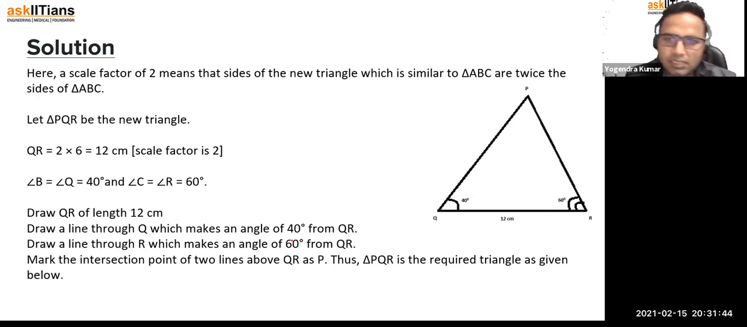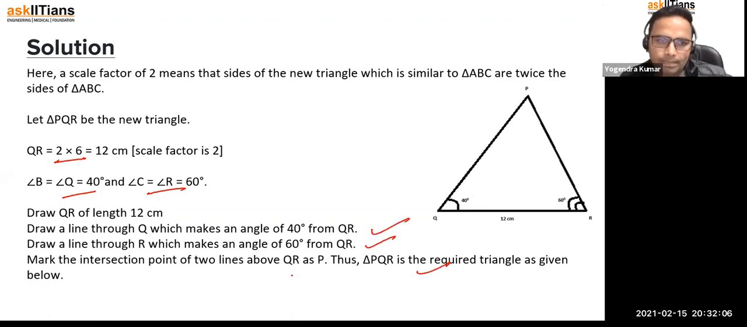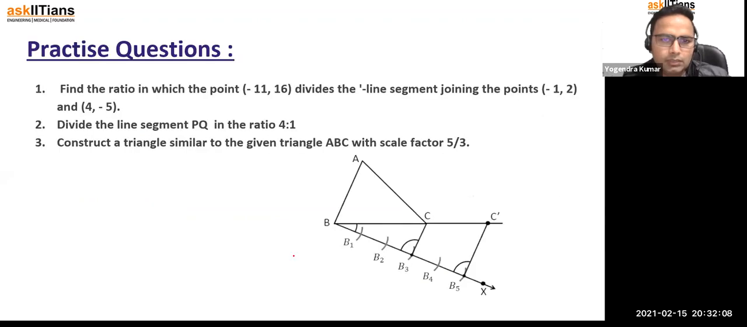So these are the steps you need to remember: scale factor 2 means that the side of the new triangle which is similar to the given triangle is twice. So here it is given like this also. You can double the side. Angles will be the same. So you should have the knowledge of similar triangles, obviously. We can do it like this also, we can do this simply like this also. Otherwise, what is the other method? Okay, like this one here.